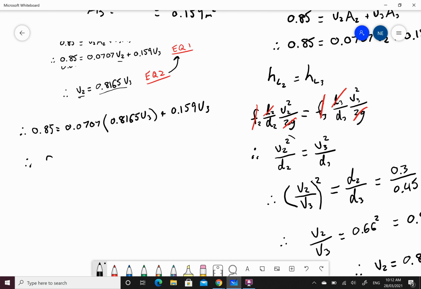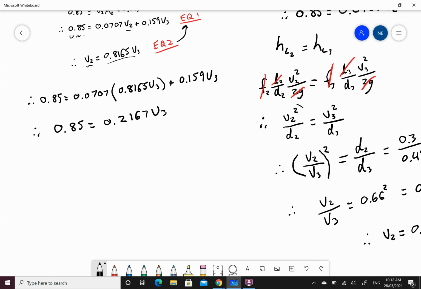You end up with 0.85 equals 0.2167 V3. Okay, so remember, multiply out the brackets first and then add in because they're both in like terms. So once we've done that, what we end up with is now divide 0.85 by 0.2167. We get V3 by itself. It's equal to 3.922 meters per second.